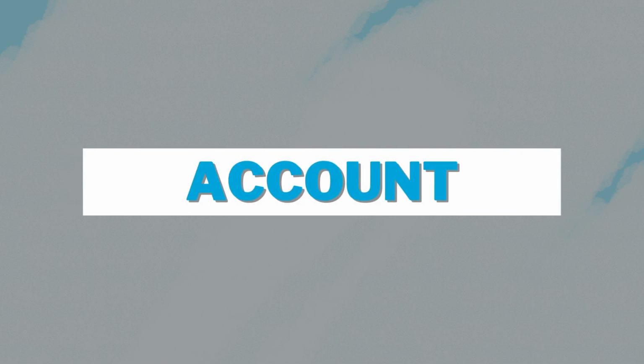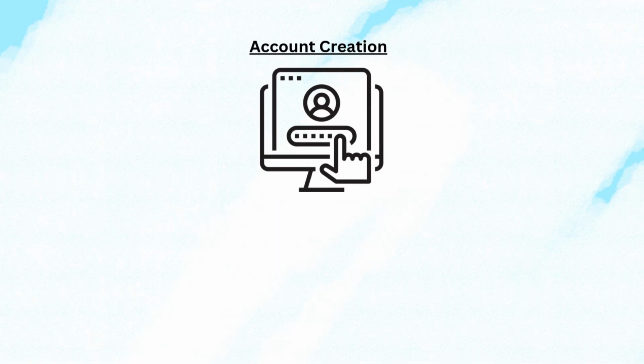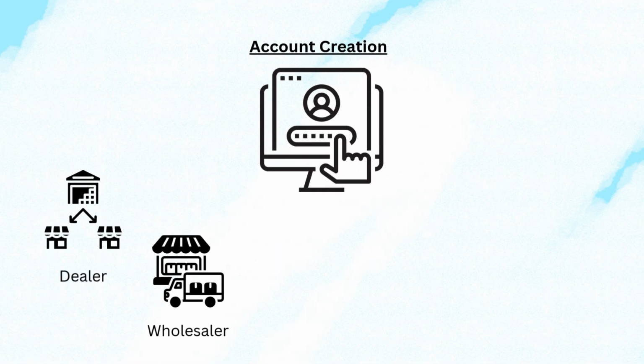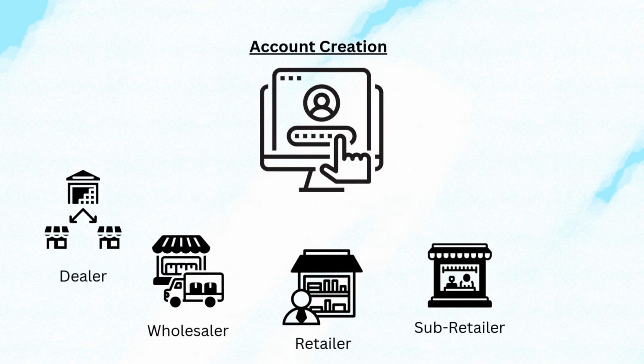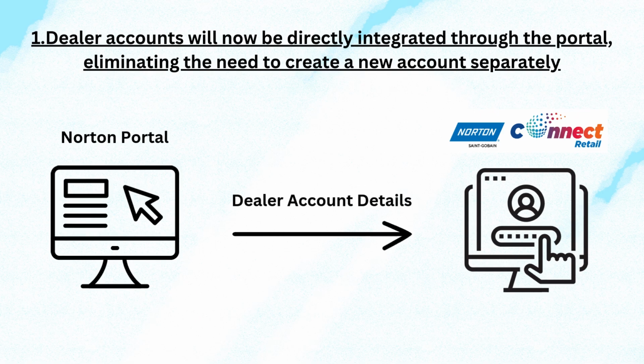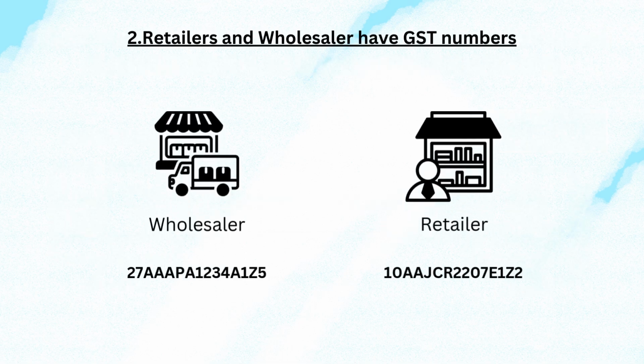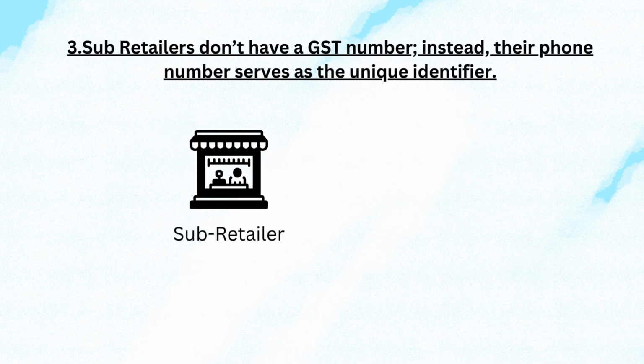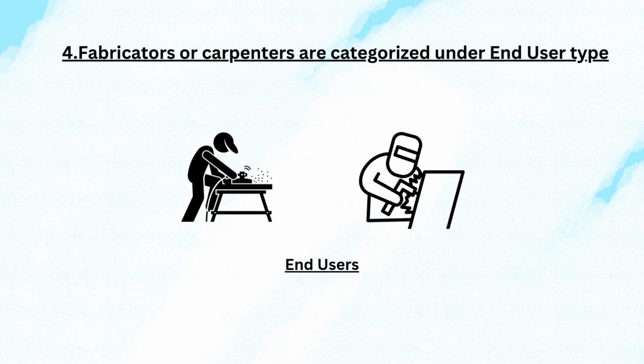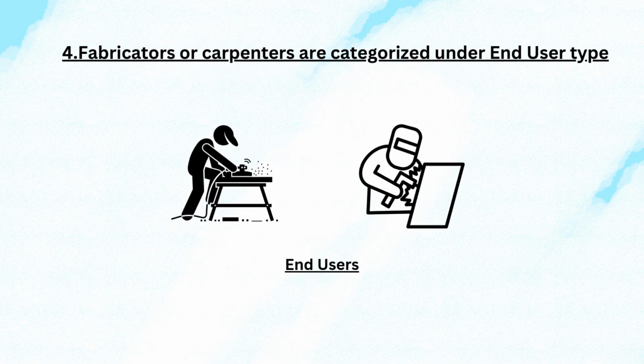An important change we can see is regarding the account profiling. The CRM now supports various account types such as dealer, wholesaler, retailer, sub retailer, and end user. Few points to note: dealer accounts will now be directly integrated through the portal, eliminating the need to create a new account separately. Retailers and wholesalers have a GST number, whereas sub retailers don't have a GST number. Instead, their phone numbers serve as a unique identifier. Lastly, fabricators or carpenters are categorized under the end user type.